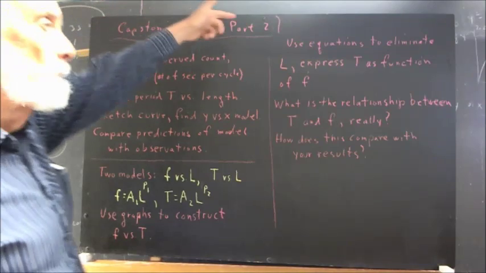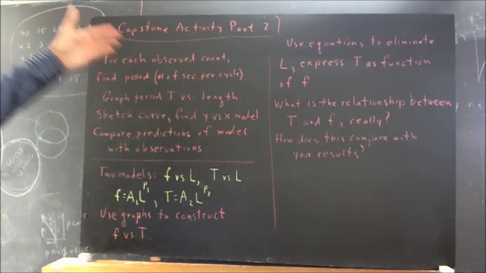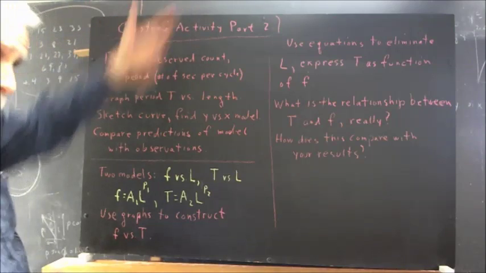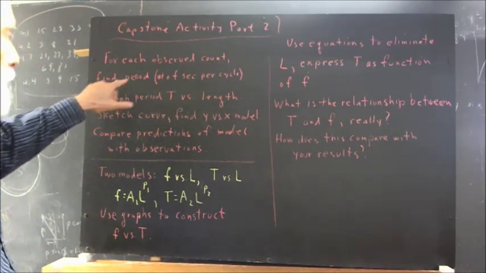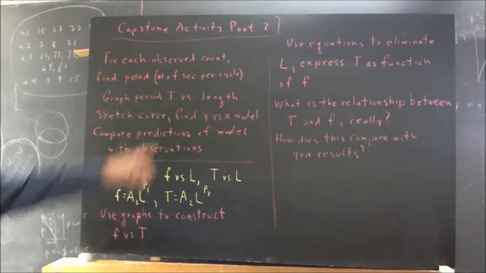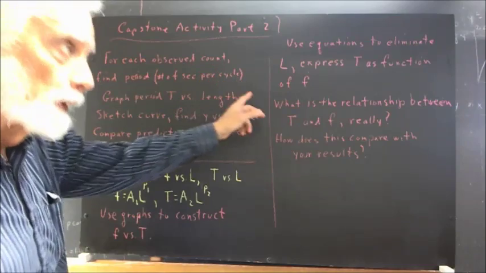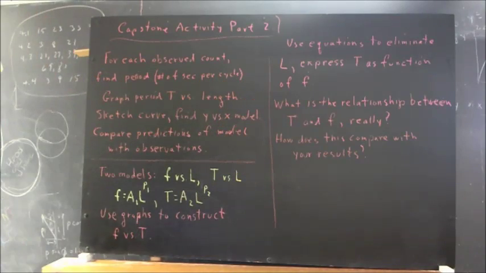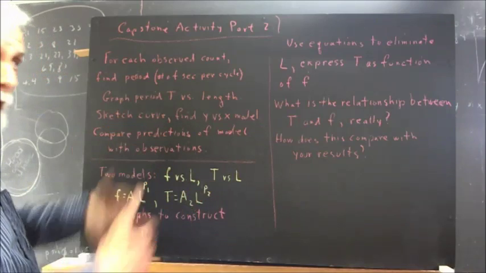Okay, part 2 of our capstone activity. You've got your observations, your observed counts for different lengths. So for each observed count, I want you to find the period. Period is the number of seconds for each cycle. How long does each cycle take? So if a cycle goes 1001, 1002, that's 2 seconds.